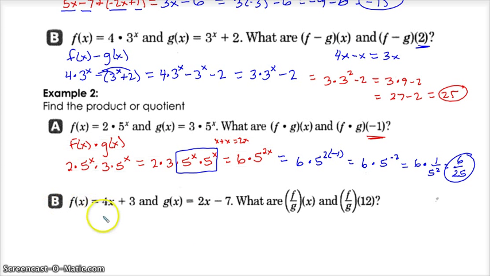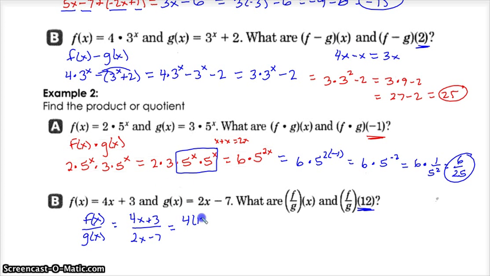All right, looking at B, I've got some division going on. So I'm going to be dividing my two functions. So this is f of x divided by g of x. F of x is 4x plus 3, and g of x is 2x minus 7. I cannot do any further division there, so I'm going to go ahead and evaluate for when x equals 12.